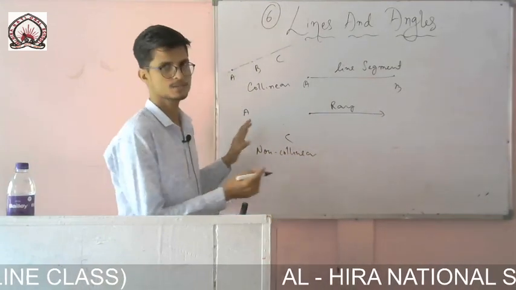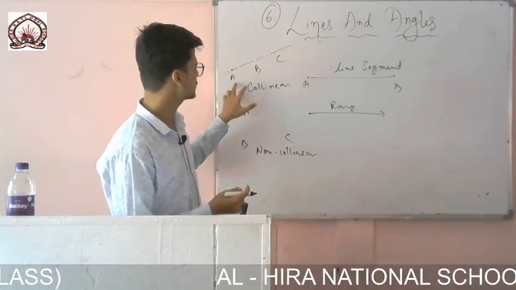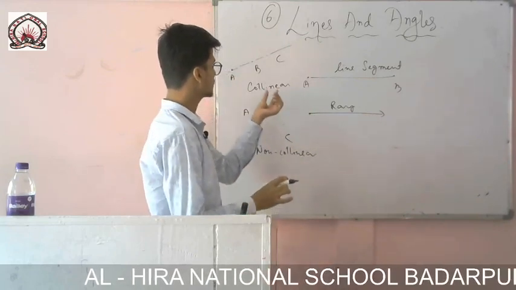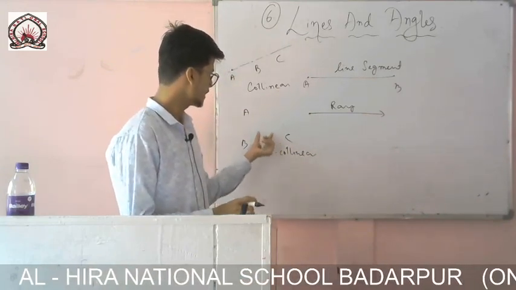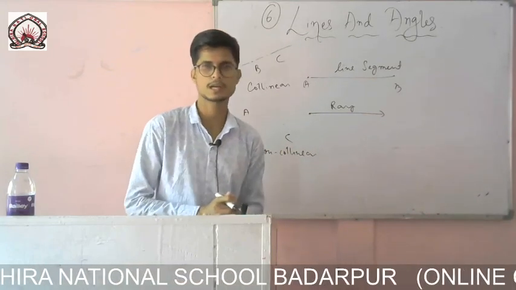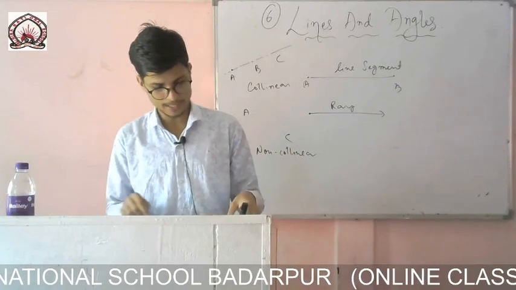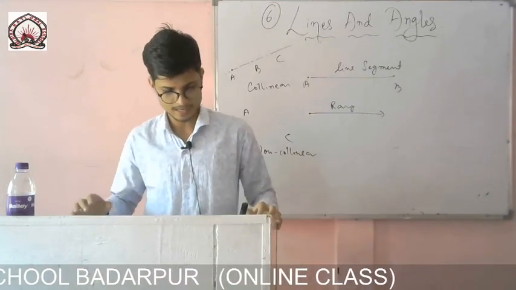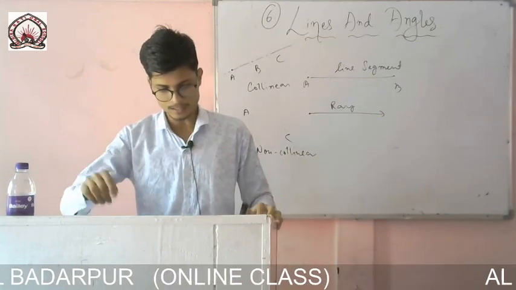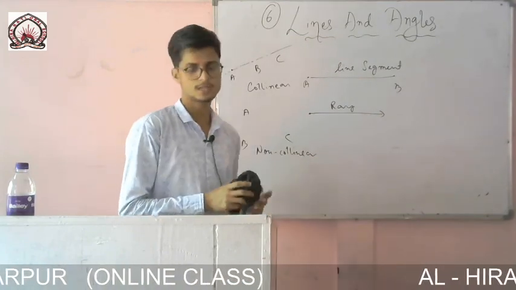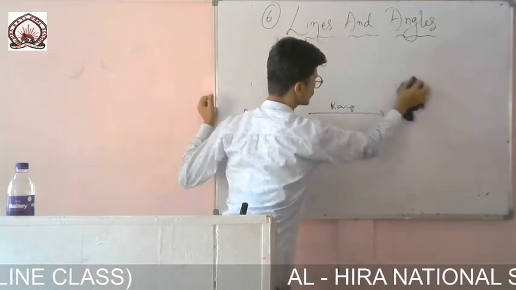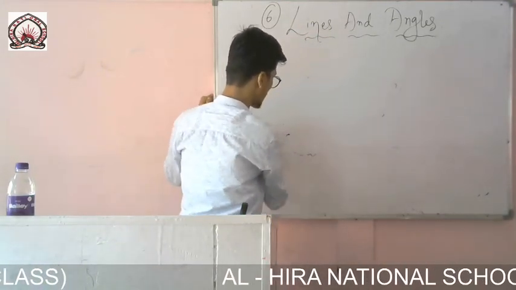So again, try to understand that if 3 or more points are there and they lie on the same straight line, then they are said to be collinear, and if they don't lie on the same straight line, then they are non-collinear points. Okay. The next is, what is an angle? An angle is formed when two rays originate from the same end point.